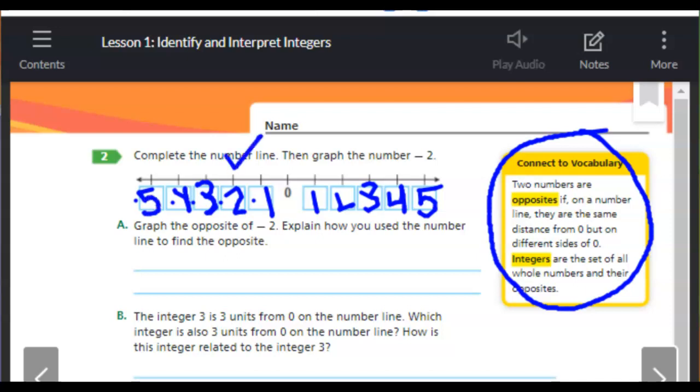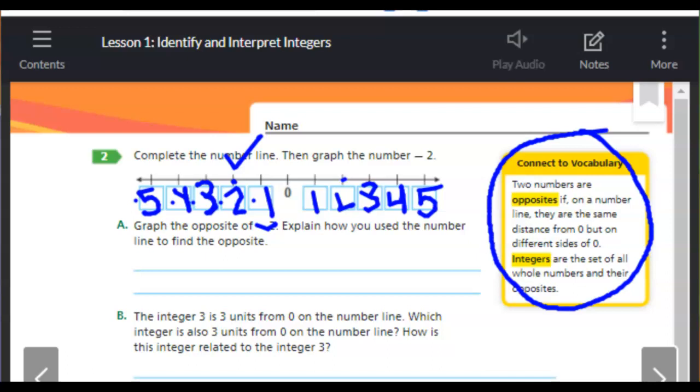So I completed the number line, and then we're going to graph the number -2. So this is +2, so we're going to go ahead and put our dot right over here. Okay, now we're going to look at A. So we graph -2. Now we have to graph the opposite of -2. And the opposite of -2 would be +2 because both of them are 2 spots away from 0 on the number line.